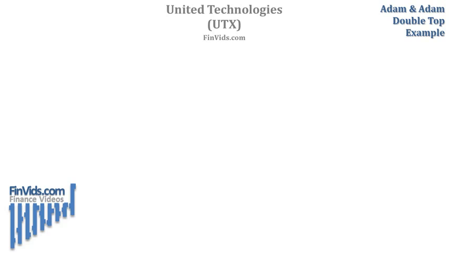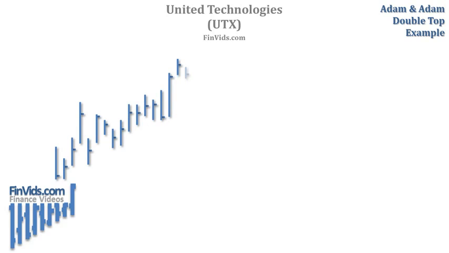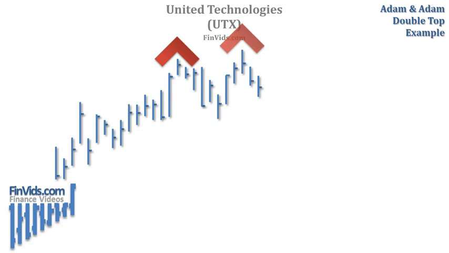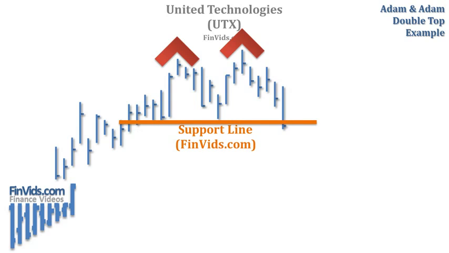In this chart of United Technologies, we have an Adam and Adam double top. So we have a typical uptrend followed by a single day price spike. Prices then fall downwards, creating the middle valley, and then make a second spike peak. Once prices break below the support line, a sell signal is triggered.